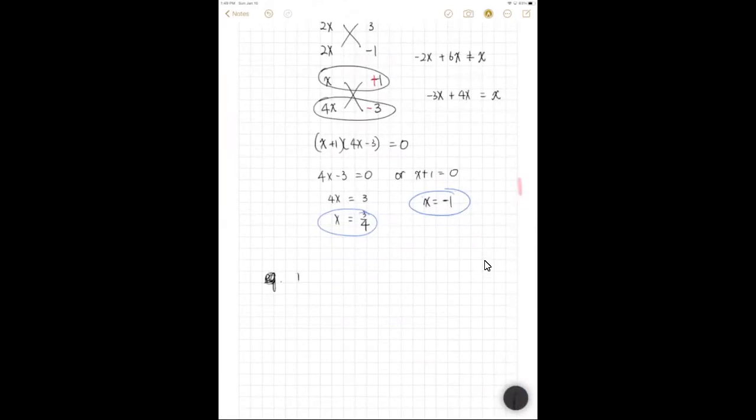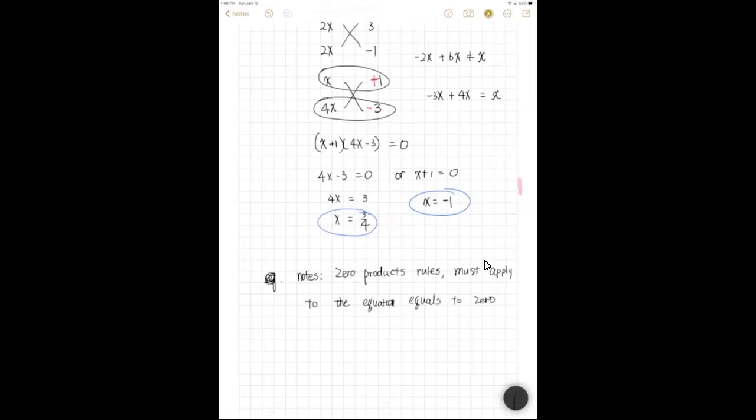So we need to note that the zero product rule, why we call it the zero product rule, must apply to an equation equal to 0.